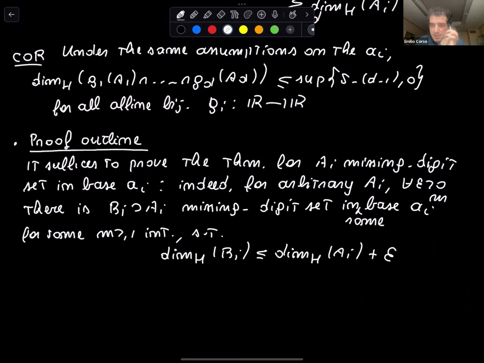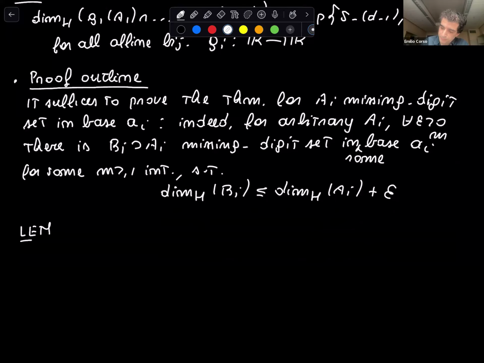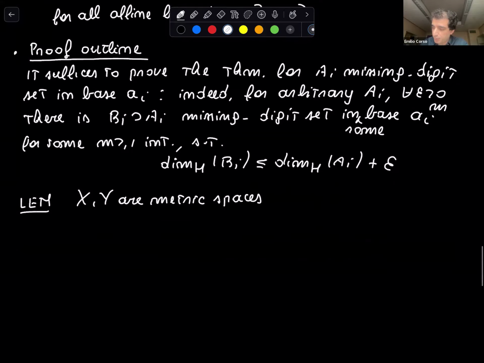If you want to estimate fibers, size of fibers under Lipschitz maps, then there is a fairly elementary lemma, which, as usual in fractal geometry, reduces computational matters for dimensions of sets to measures, to dimension of measures supported by those sets. And the lemma in this case goes as follows. If X and Y are metric spaces, it's really an elementary lemma, but it's crucial for this approach, for the approach we are pursuing.